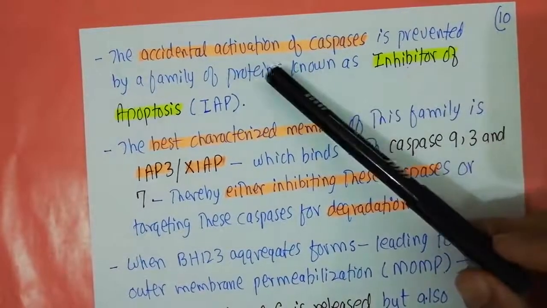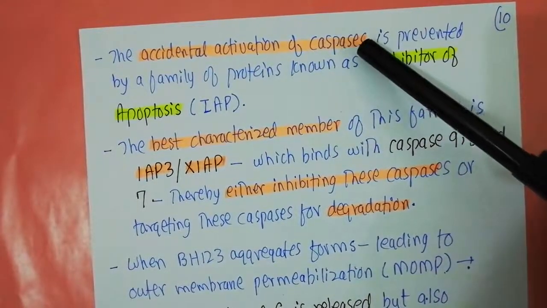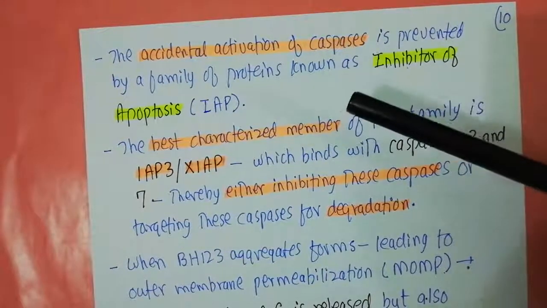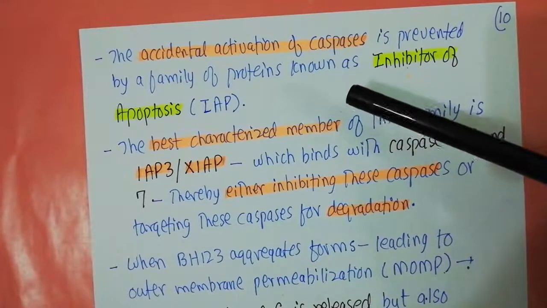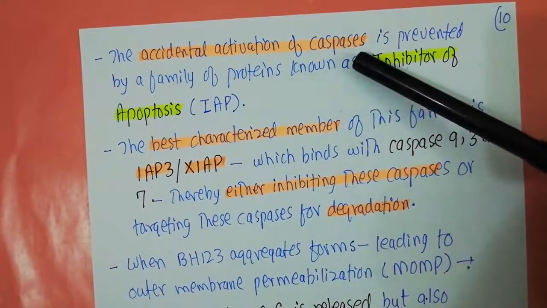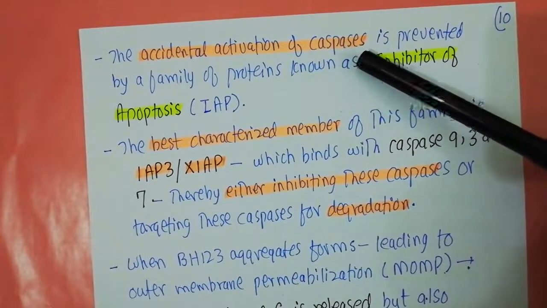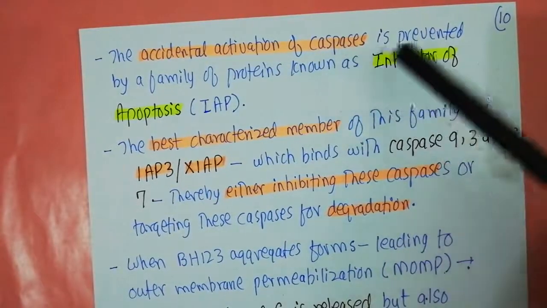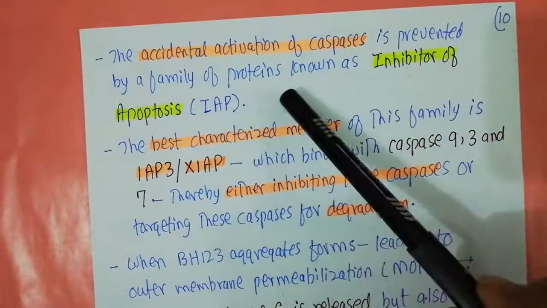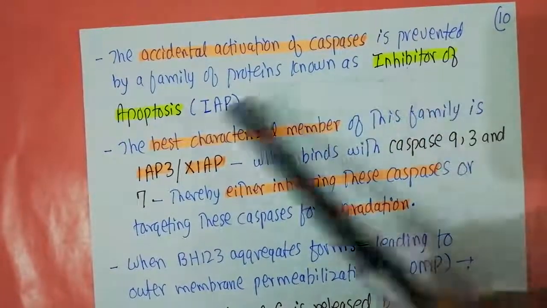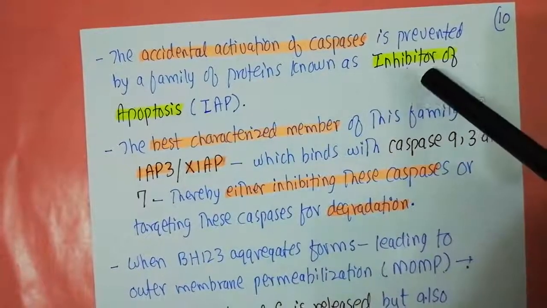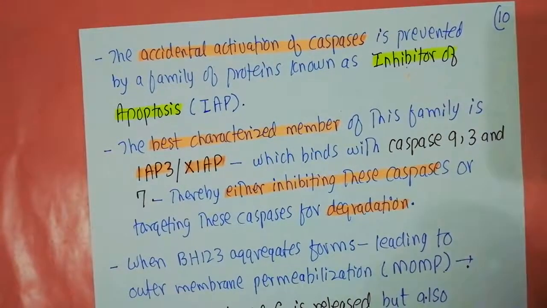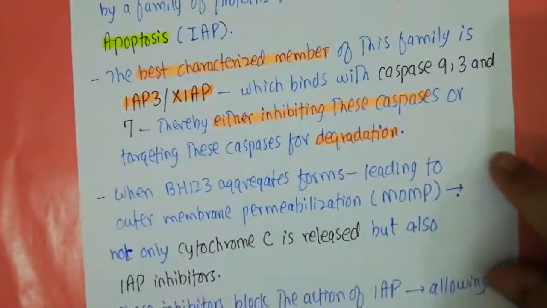You only activate caspases when you are required to, for the process of apoptosis. But if there is accidental activation of the caspases, you should have a backup plan for that. So the accidental activation of the caspases is prevented by a family of proteins which are known as the inhibitors of apoptosis, and their name is crystal clear. They are the inhibitors of apoptosis. They are not going to allow the process of apoptosis.